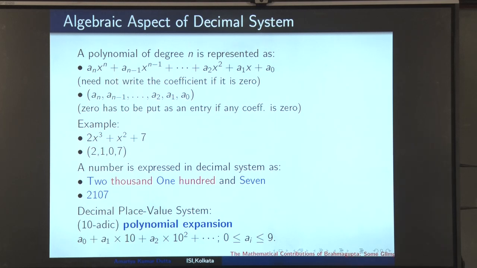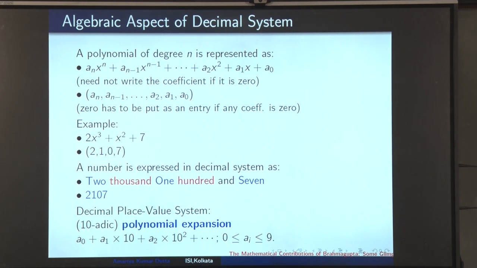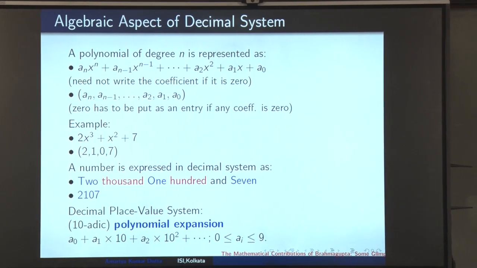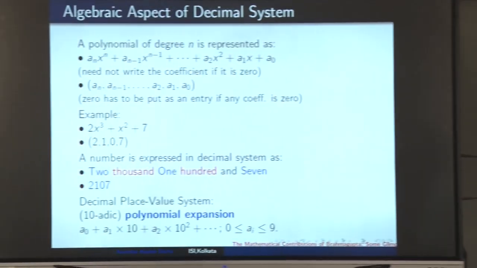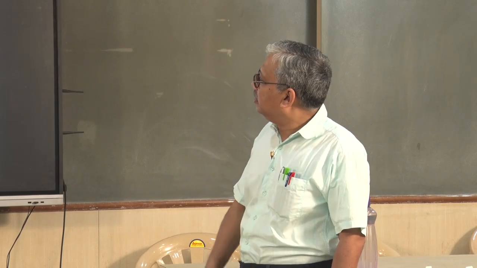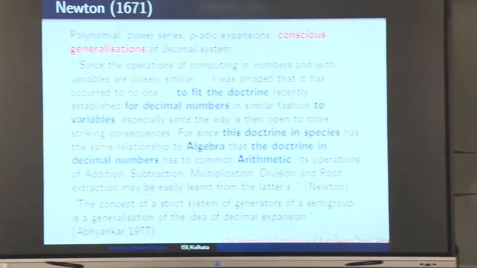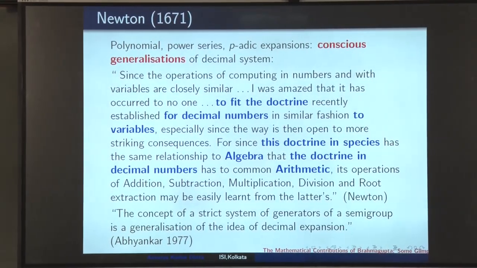So, who in modern Western mathematics is most strongly associated with polynomials and power series? That is Newton. Once in Calcutta, Abhyankar was saying that Newton, with his polynomials and power series, is the founder of everything in modern mathematics. Now, what was Newton's inspiration? You see, polynomials, power series, and periodic expansions are conscious generalizations of the decimal system.